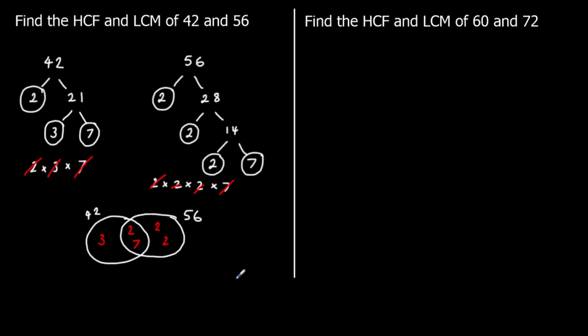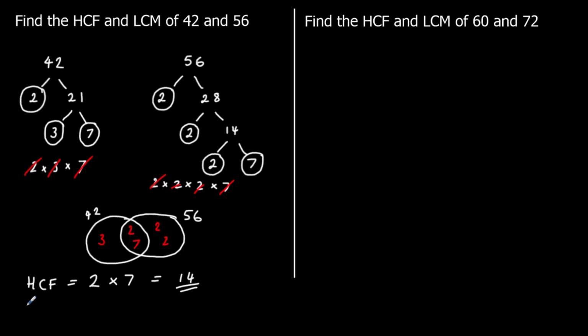So the highest common factor is the middle bit. So the middle bit is 2 and 7, which means 2 times 7. So the highest common factor is 2 times 7, which is 14.